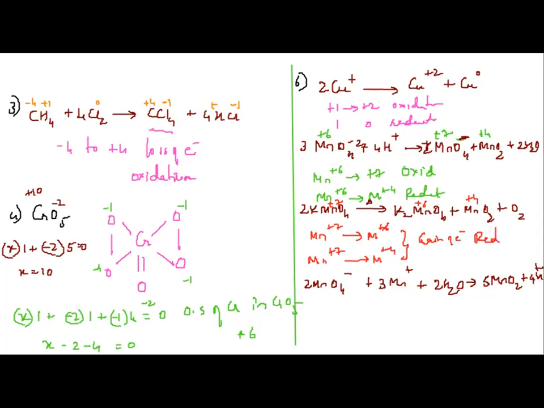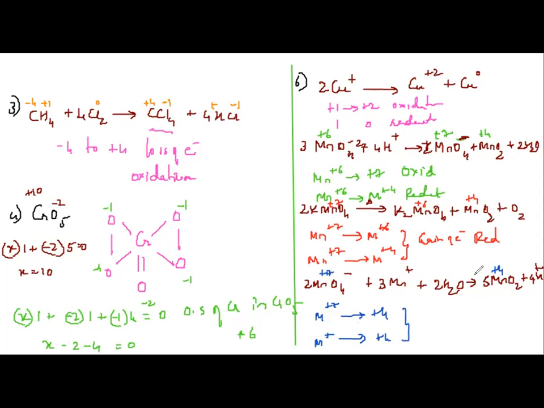Take the last option. MnO4 minus. Just now we have seen MnO4 minus. Mn is plus 7. Here Mn plus is there. And here MnO2. So MnO2 means x minus 2. This is plus 4. Right? So Mn here it is plus 7. It is becoming plus 4. And here Mn is plus 4. So in both the cases what? There is gain of electrons again. Gain of electrons means what?